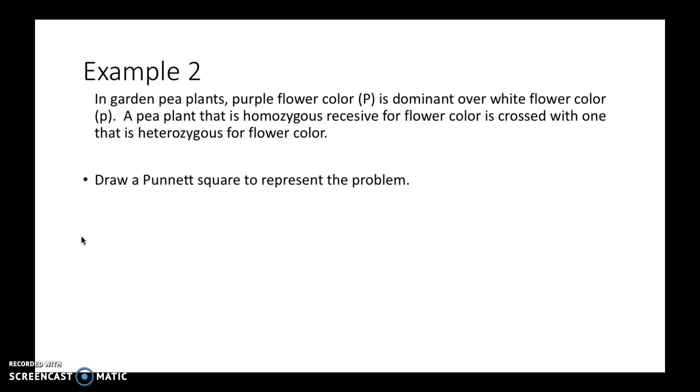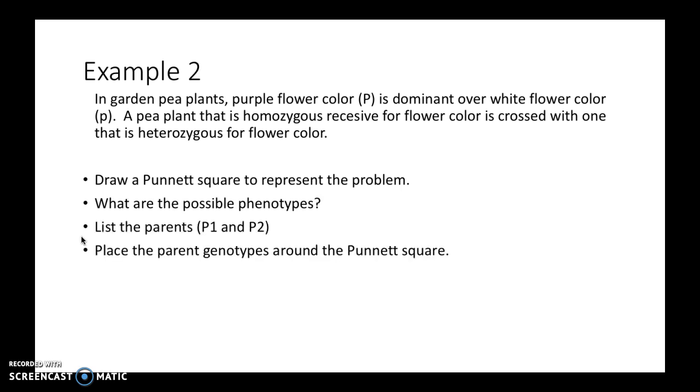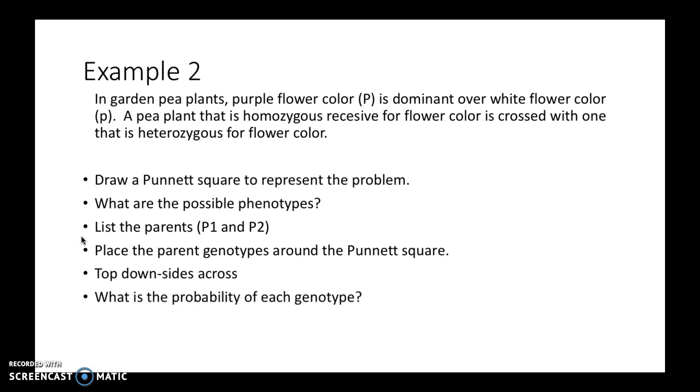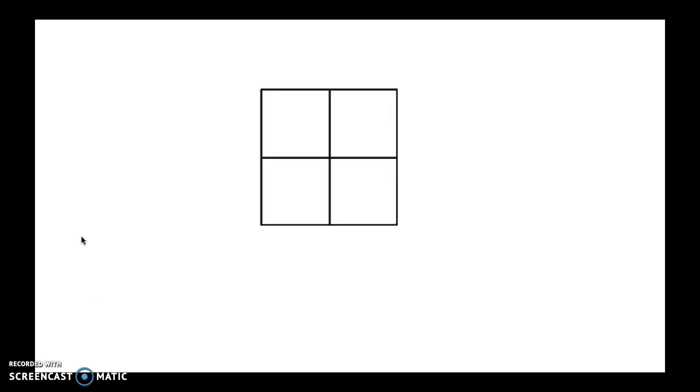To review, step 1, draw the Punnett square. Step 2, list the phenotypes. Step 3, list the parents. Step 4, place the parent genotypes around the Punnett square. Top down, sides across. So very important. What is the probability of each genotype? What is the probability of each phenotype? On to step 1. Draw your Punnett square. Remember to leave some space over to the right as we're going to use that.